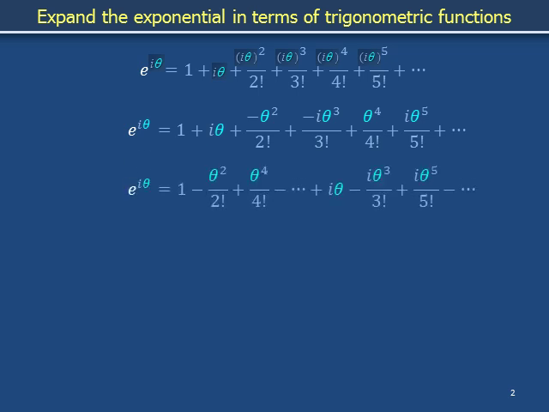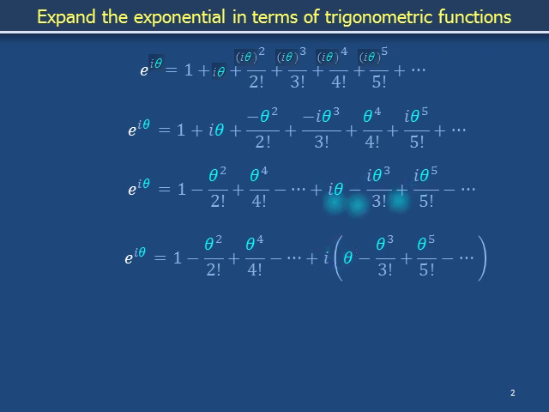Rearrange the terms. Group the real terms, meaning those with even powers of theta, to the left, and group the imaginary terms, those with odd powers of theta, to the right. Factor out the common i attached to the terms with odd powers of theta. The terms with even powers of theta form the power series for cosine of theta, and the terms with odd powers of theta form the power series for sine of theta.